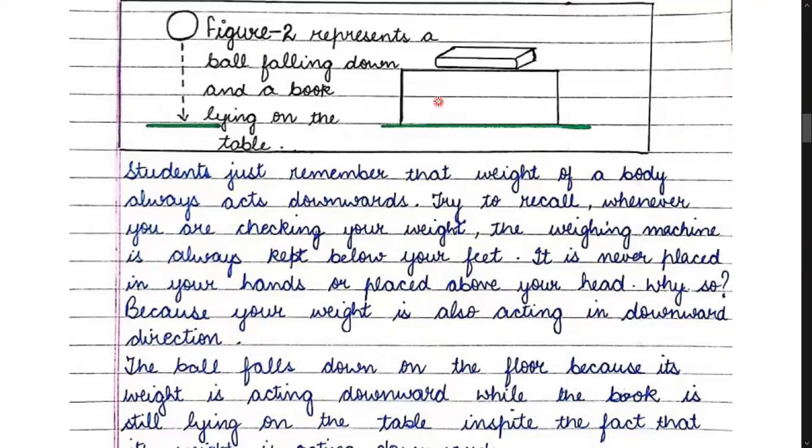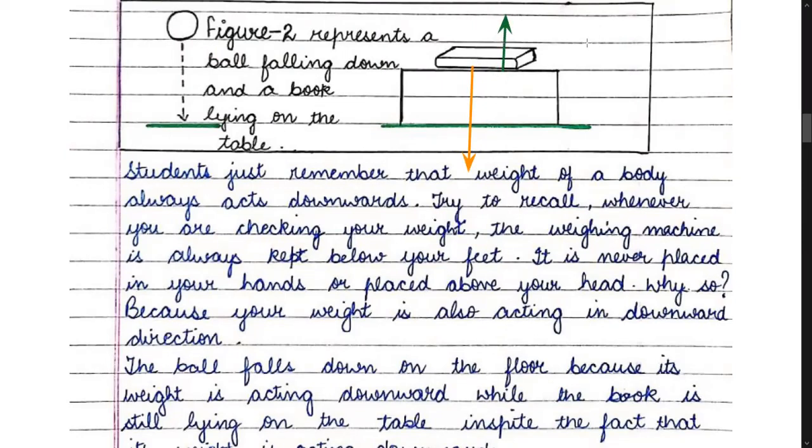So children, the ball falls down on the floor because its weight is acting down. In case of the book, the weight is still acting down, but there is an equal and opposite reaction, the normal reaction. Remember, the reaction is given by the table. The table is giving a force of reaction on the book. And this normal reaction is equal to the weight of the book. So children, action was the weight of the book. Reaction is the table giving a reaction in an upward direction.